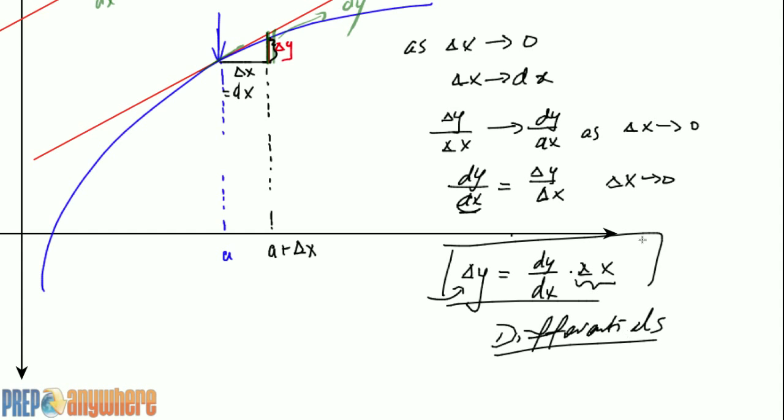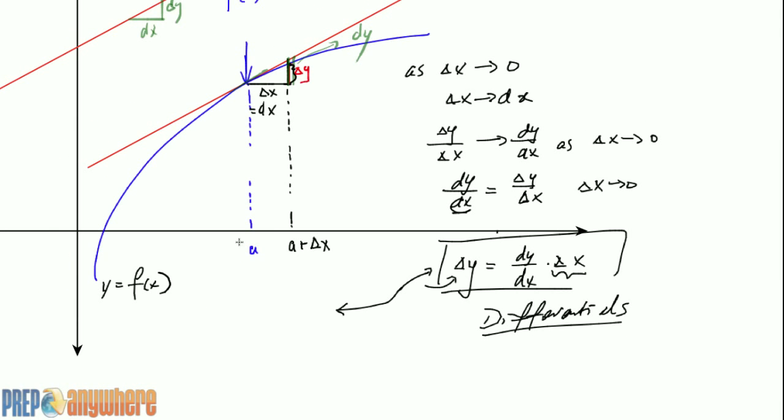So this must be simplifying something, that's why we're doing it this way. Let's say this is the function, and this is a and a plus delta x. I want to find the delta y, and this is how we have to find it. Delta y is going to be f at a plus delta x minus f at a.